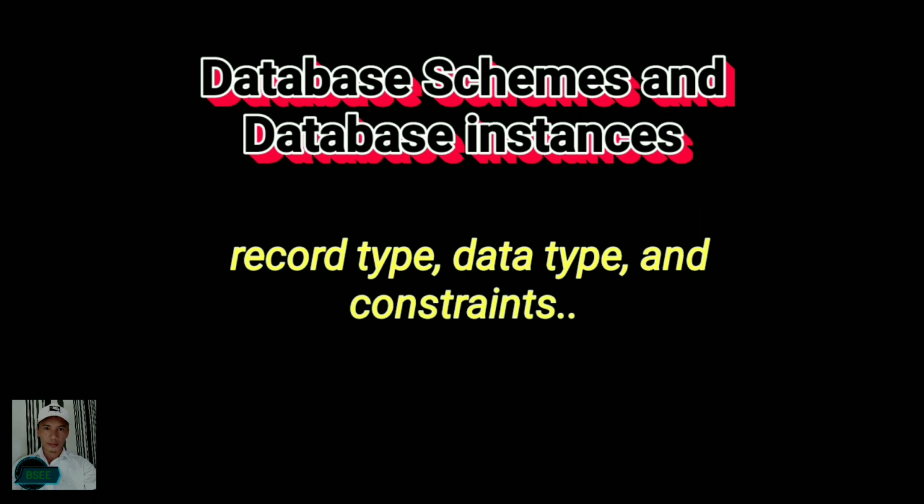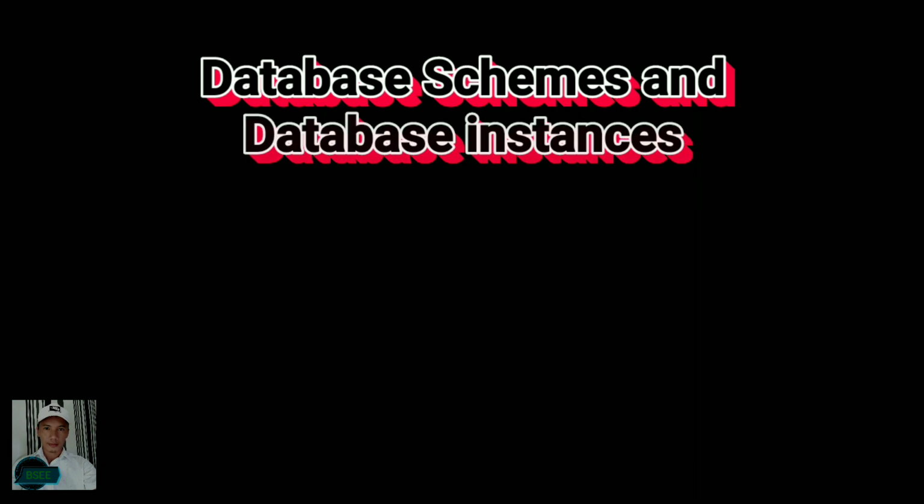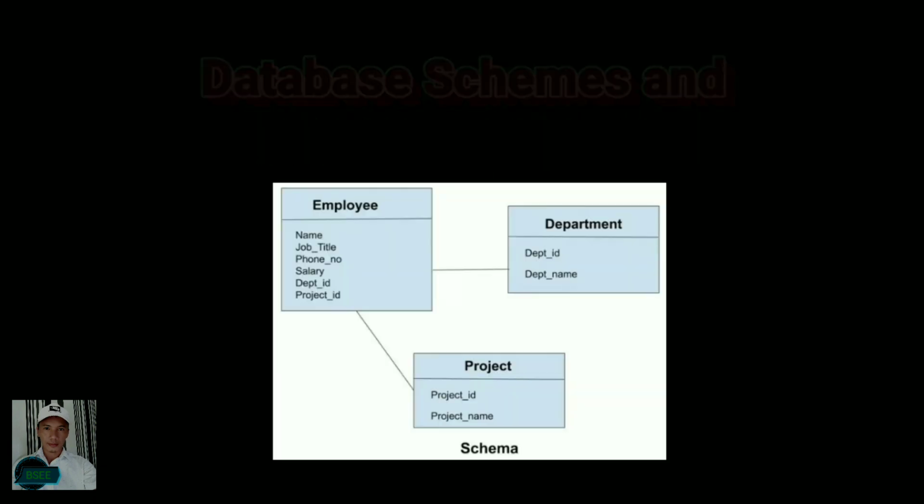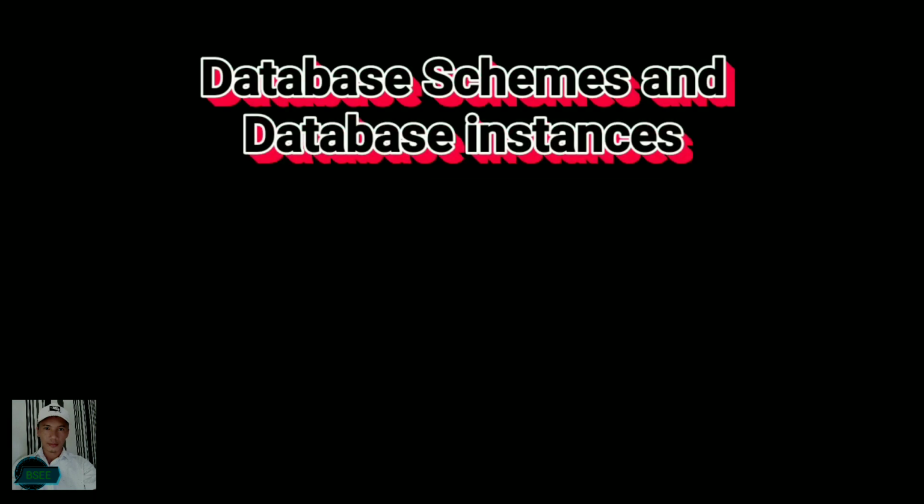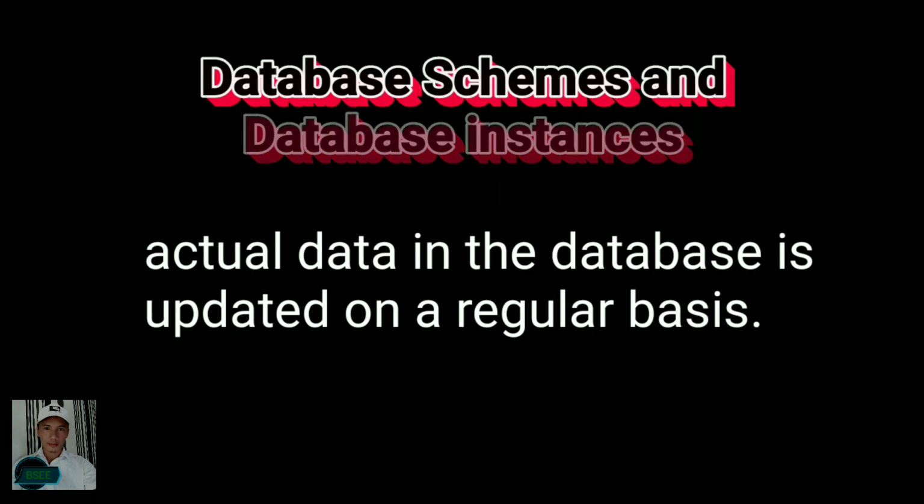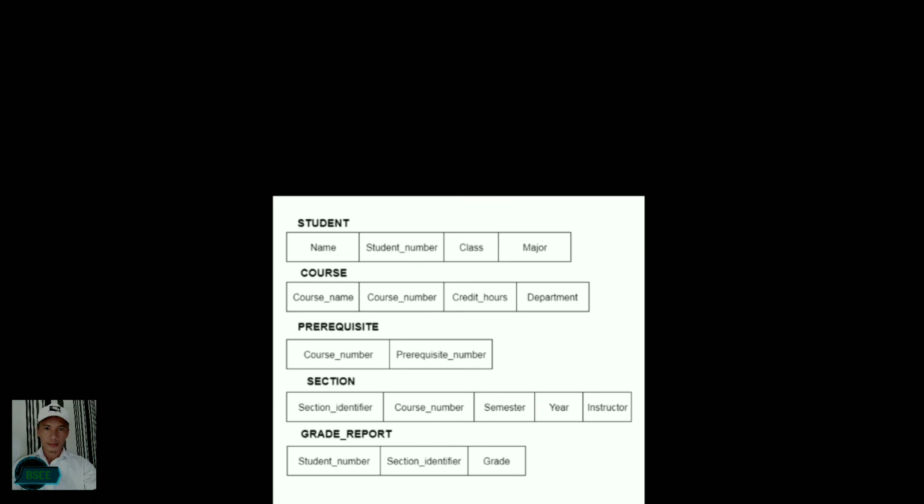Only some characteristics of a schema, such as the name of the record type, data type, and constraints, can be displayed in a schema diagram. The schema diagram does not allow for the specification of other aspects. The supplied picture, for example, does not illustrate the data type of each data item or the relationship between the multiple files. The actual data in the database is updated on a regular basis. When we add a new grade or a student, for example, the database changes. The database instance refers to the data at a specific point in time.